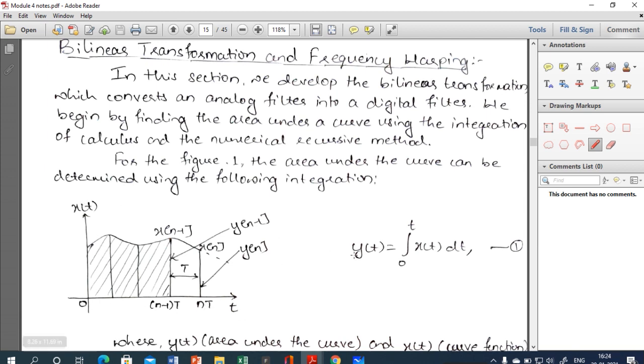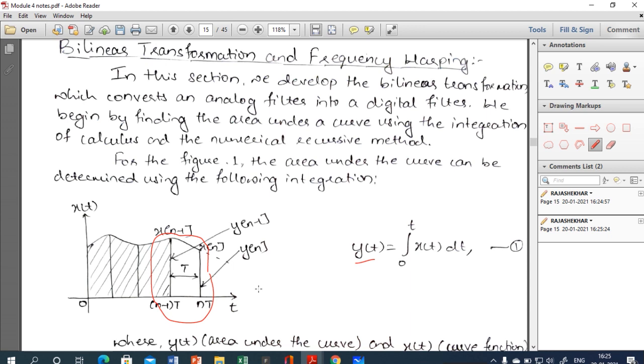So this can be written in terms of integration as y of t equals the integration from 0 to t of x of t dt. So I have represented this continuous signal in integration form. Now our intention is we need to convert this into digital, which means first I have to convert this into discrete. To convert this to discrete, let us consider only one sample.